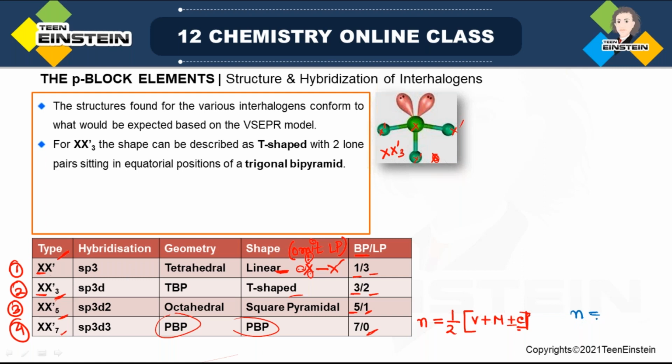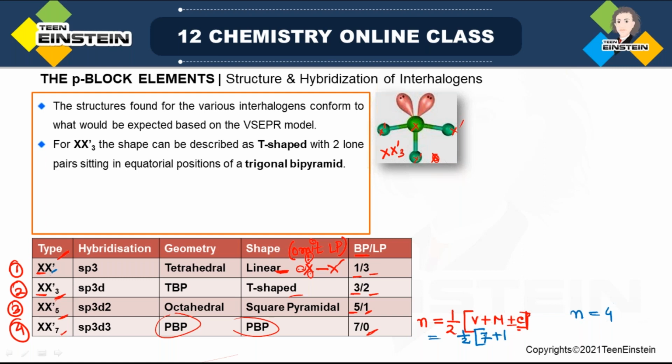When N value is 4, it will be sp3 hybridization. Okay, so see how we will do this calculation. Here central atom is X. Now we know number of valence electrons from any halogen is 7. So it will be half of 7. Number of monovalent atoms attached, capital F. How many atoms attached? Only 1. It is 7 plus 1 plus minus C.